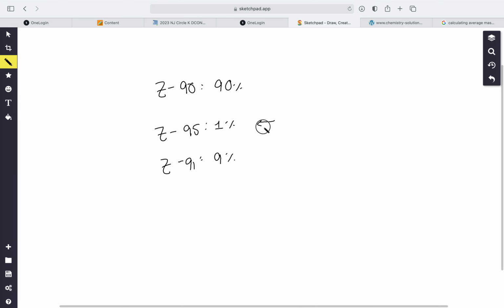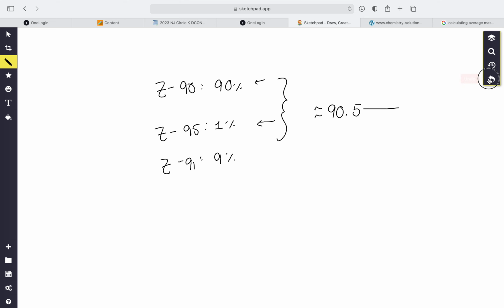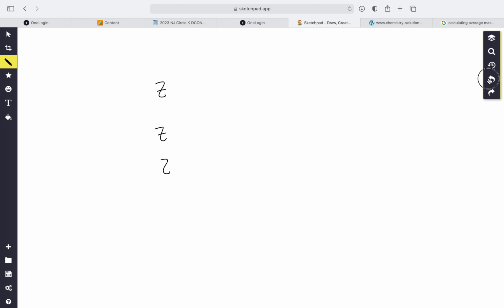So this one isn't going to affect the mass much. This one is going to affect it a lot because there's 90% of it, so we know that it's going to be somewhere around 90. This is going to have a really small effect, and this one also a relatively small effect. So I'm just going to put a guess in there that maybe it's going to be around 90.5 for the average mass. I did this wrong. I did that very wrong.